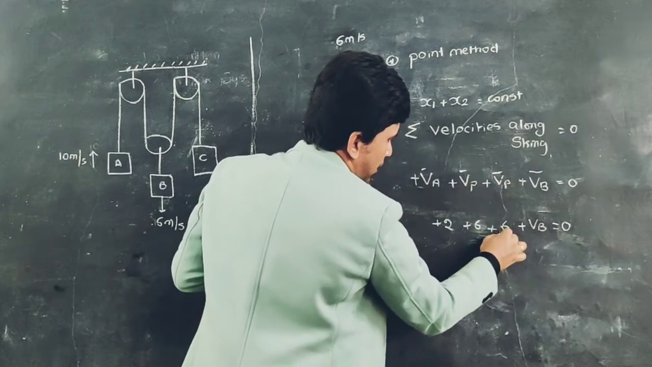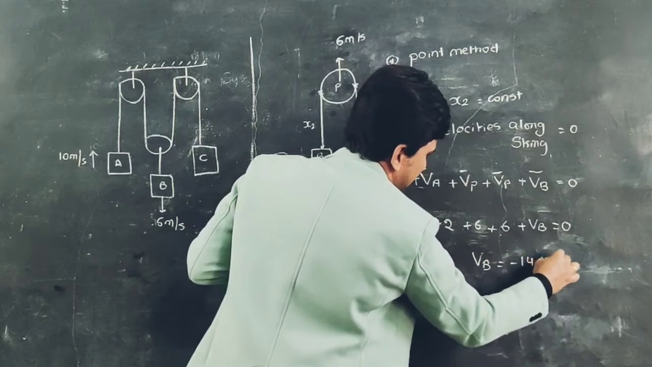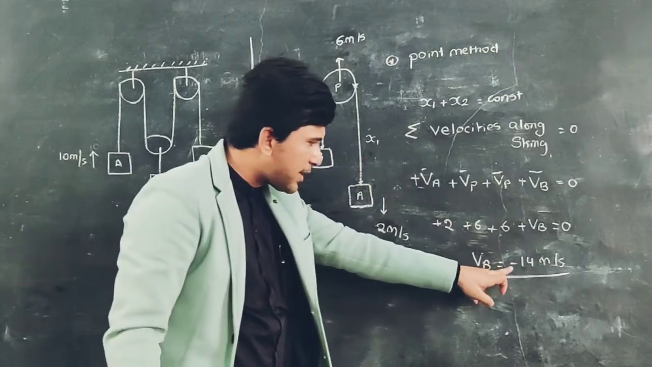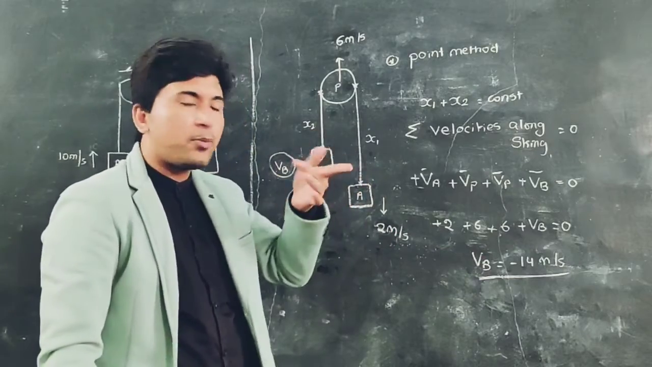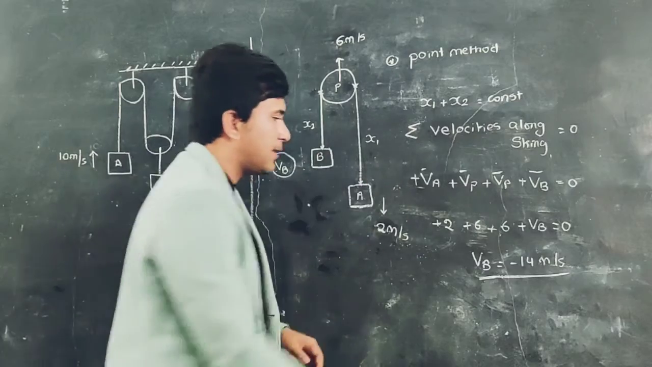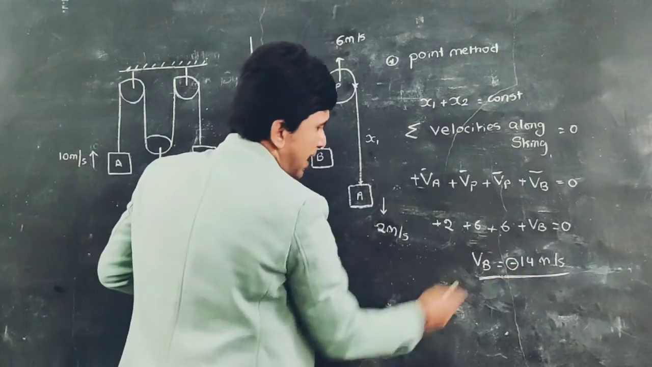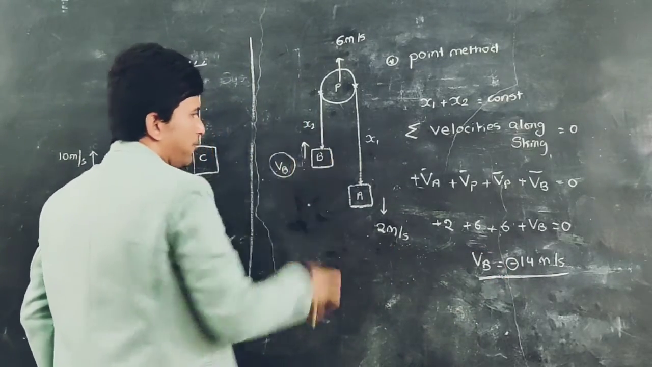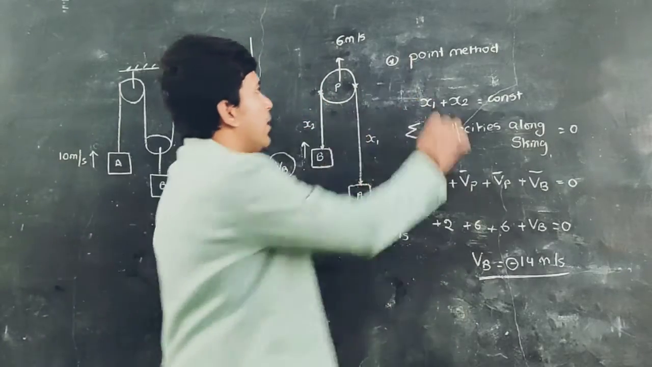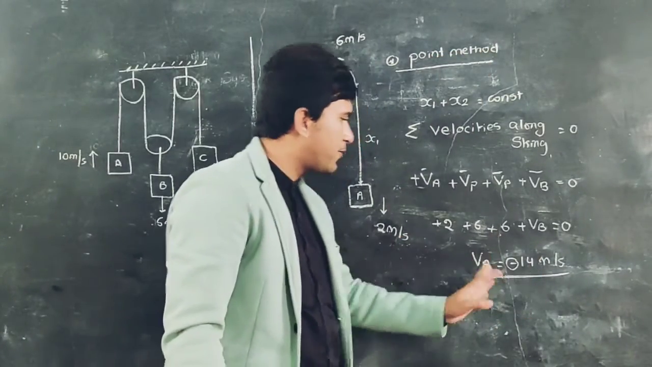What you got? 12 plus 2, Vb is equal to minus 14 meter per second. This is what the answer previously we got, 14 meter per second. What does this minus signify? Minus doesn't signify upward, positive, downward, negative. Minus signifies this B is trying to decrease the length. Minus means decreasing the length. Positive means increasing the length. So as it is negative, this B is trying to move upward with a velocity of 14 meter per second. This is one more method, the same method which we use when the problem gets complicated.